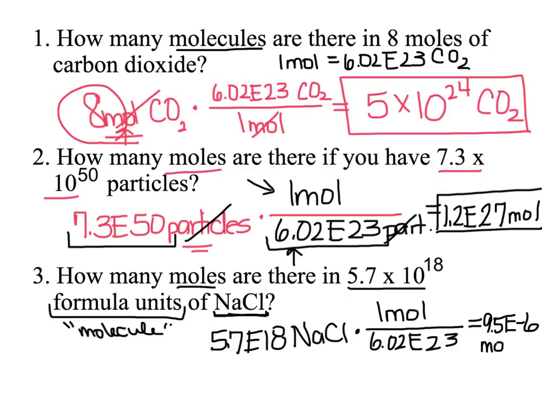moles. That's not a negative number, remember. What that means is we have 0.000009 5 moles. It's just a really small number. So that would be our answer.